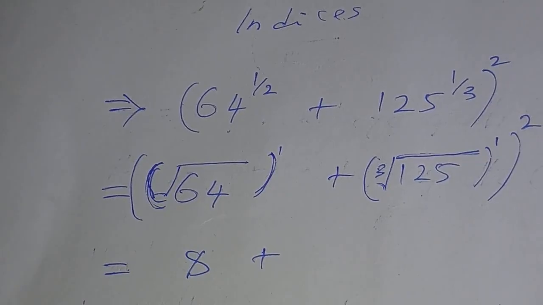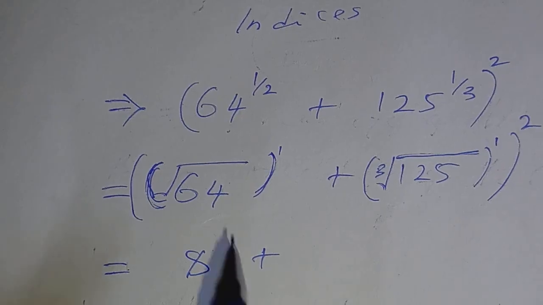Because 5 times 5 is 25, and 25 times 5 is 125. So 5 multiplying itself 3 times will give you 125. That's why 5 is the third root of 125. I come again: 5 multiplying itself 3 times to give you 125. That's the meaning of what the third root of 125 is.